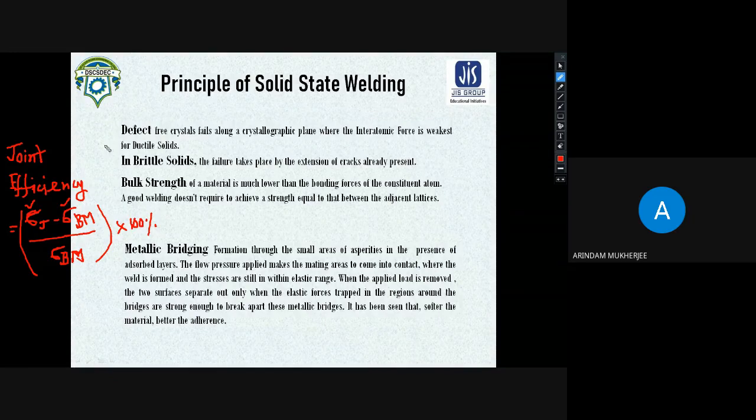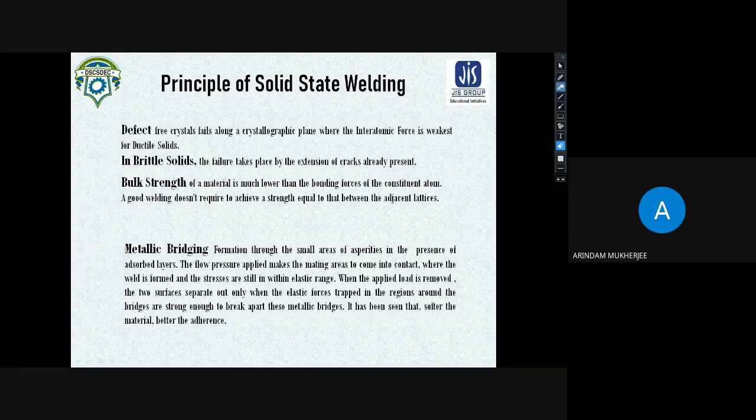Let us see the principles by which solid-state welding is achieved. A good weld doesn't require achieving a strength equal to that between the adjacent lattices. The strength of the atomic bonding is way higher than the welded joint, but there is no problem with that. We are very satisfied if the weld joint achieves a strength which is equal or greater than, or some amount less than, the base material.